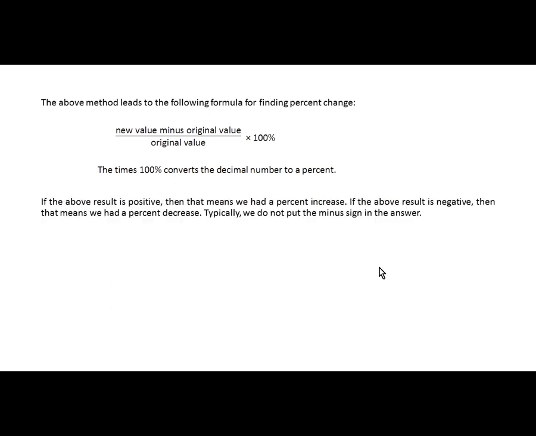So the above method leads to the following formula for finding a percent change. It's the new value minus original value, divided by original value, times 100%. Again, the times 100% converts the decimal number to a percent, because 100% is really 1. If the above result is positive, then we had a percent increase. If the above result is negative, then we had a percent decrease. Typically, we do not put the minus sign in the answer.